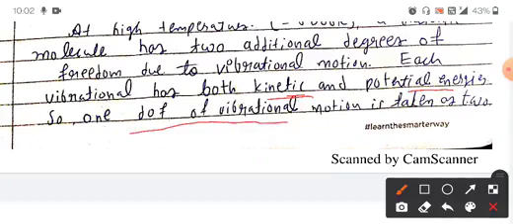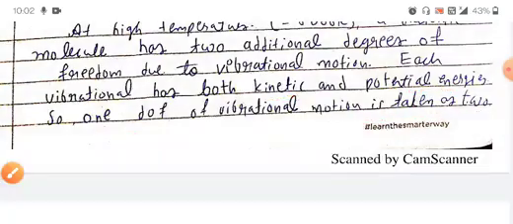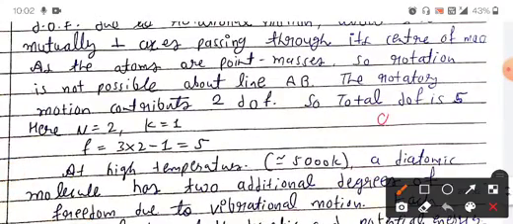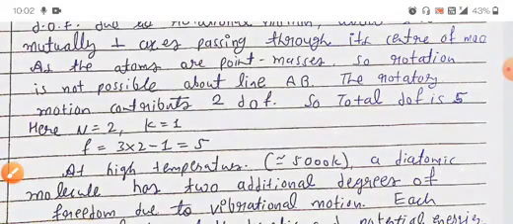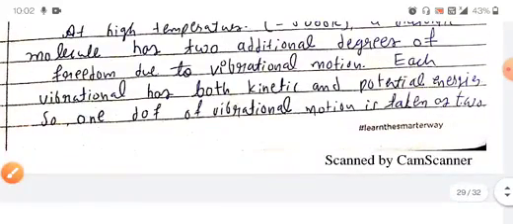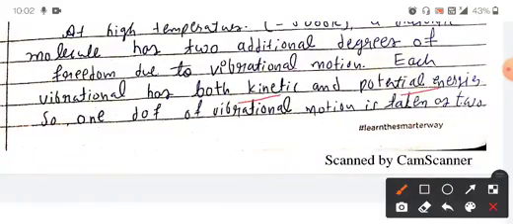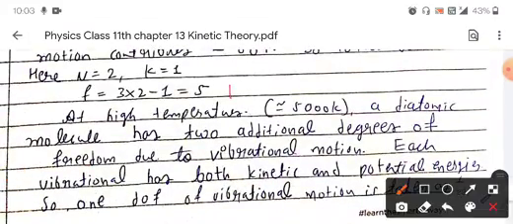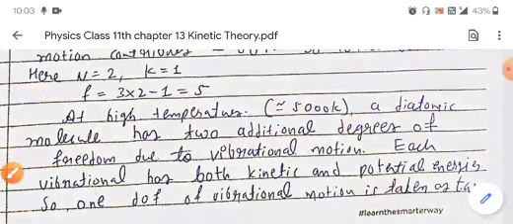So 1 degree of freedom of vibrational motion is taken as 2. That means it will have one degree of freedom for the kinetic motion and 1 degree of freedom for the vibrational motion, and that will be considered as 2 because it will have the kinetic energy also and the potential energy also from the vibration point of view. So it will have 2 more degrees of freedom. That means a total of 7 degrees of freedom at this temperature, due to the vibrational motion.